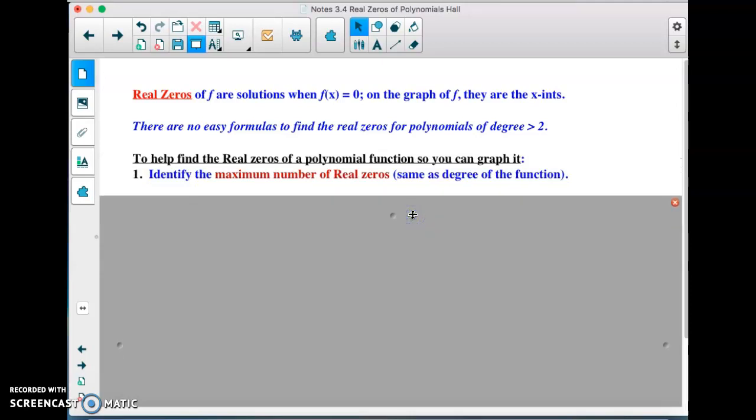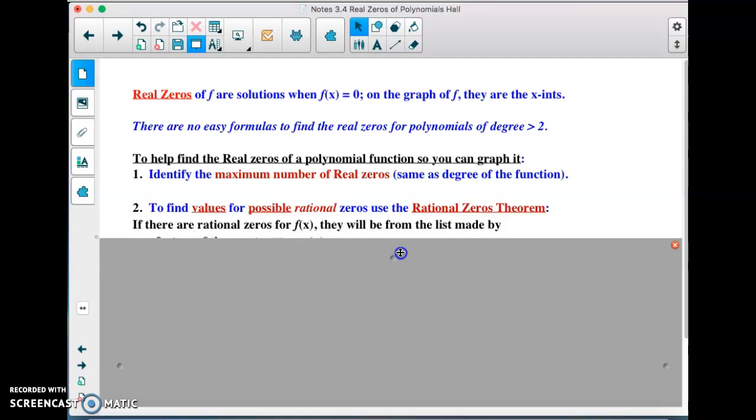To help find the real zeros of a polynomial function so that you can graph it, here are some things that you can do. Number 1, identify the maximum number of real zeros. It generally is the same as the degree of the function. So what is the degree of the function? Is it to the third power, fourth power? You could think of the second power, a quadratic. That'll be the maximum number of real zeros, which is 2. A quadratic can cross the x-axis at most 2 times. But that's the maximum number. It can have less. It can have none, or even 1.